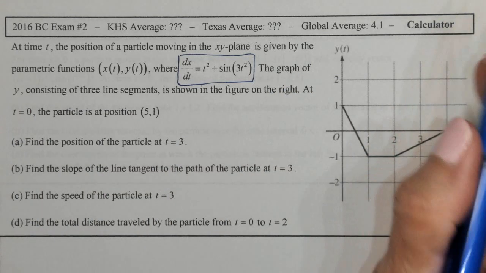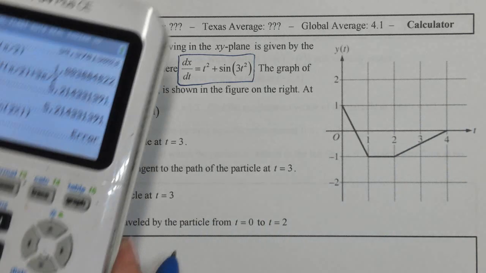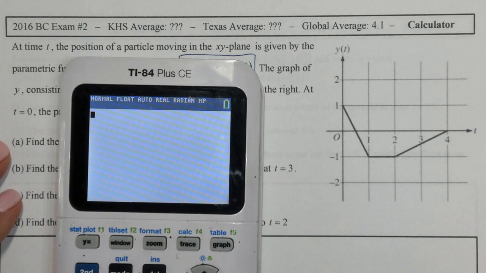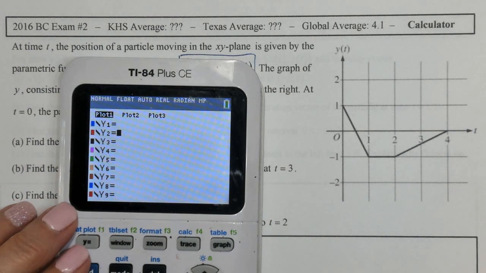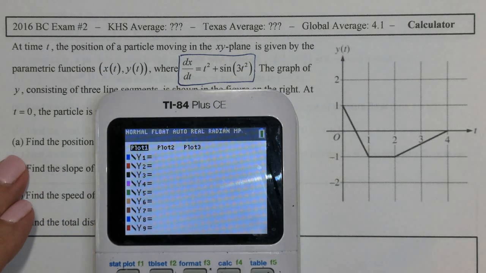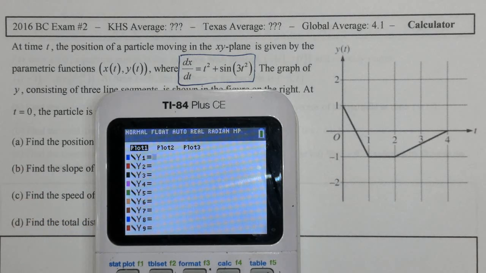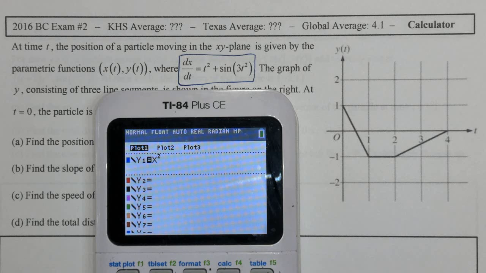This is with a calculator, so I'm going to grab my calculator. I'm going to delete what's here from my previous videos, and I'm going to go ahead and put in dx dt in for y1. Not in parametrics though, just in function mode. So x squared plus sine of 3x squared.